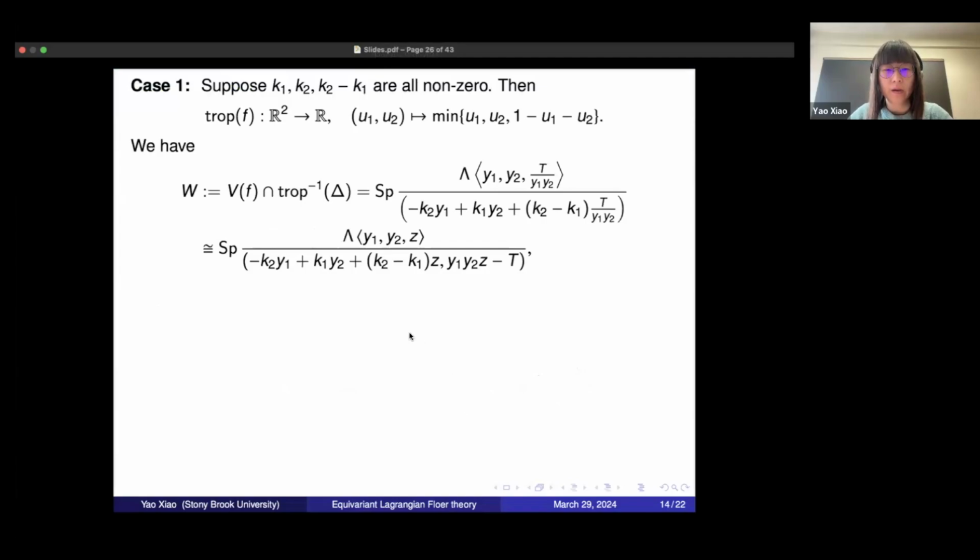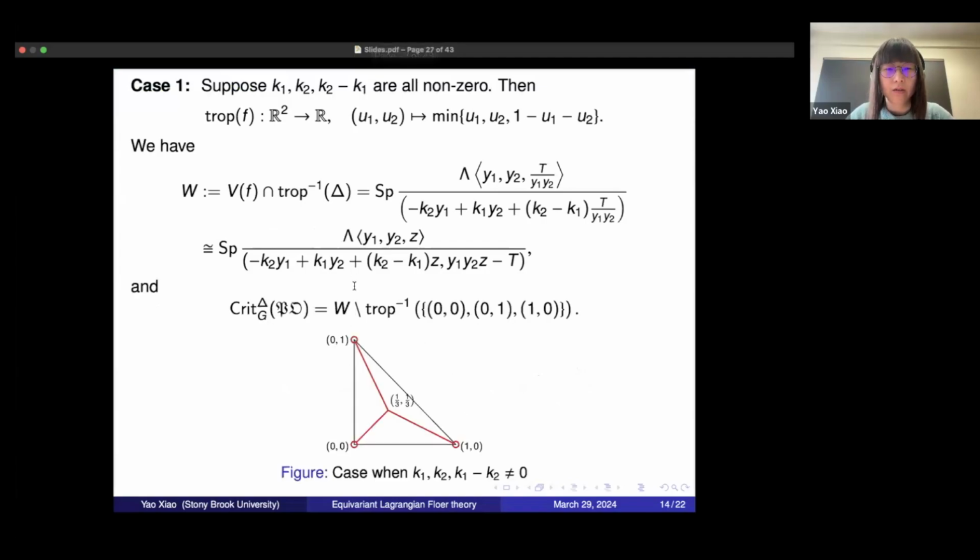Then the corresponding rigid analytic space is given by: if I fill these three points, then I will get an affinoid space given by the maximal spectrum of Lambda y1, y2, z over the derivative of this f I'm considering, and y1, y2, z minus t. So the rigid analytic space is W minus the preimage of the three vertices.